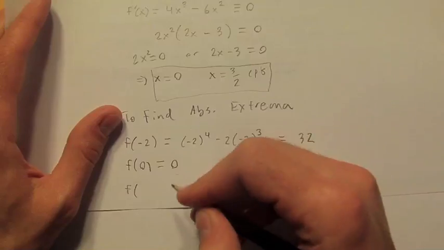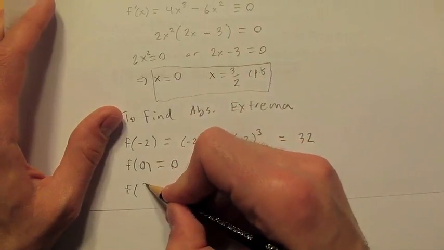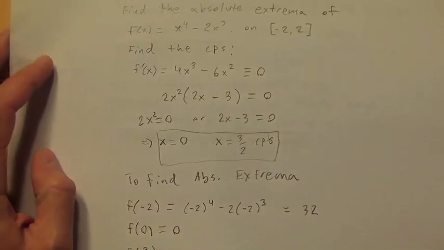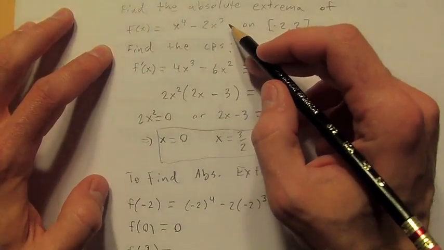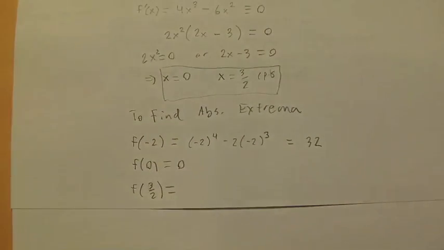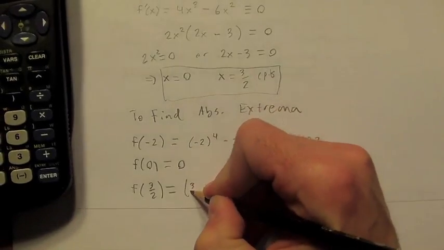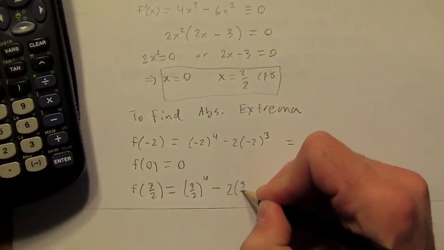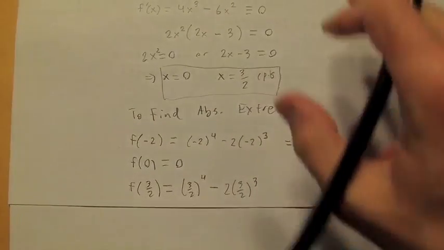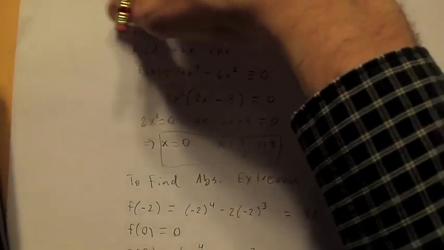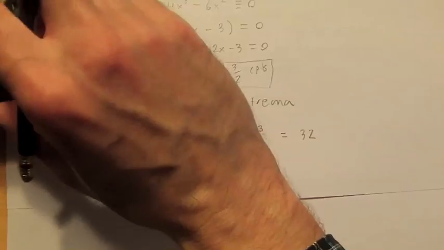Then I'm going to do f of 3/2. Now this one, it's nice to have our calculator for that. 3/2, so it'll be 3/2 to the 4th minus 2 times 3/2 cubed. Okay. So let me go ahead and plug that in and see what we get.